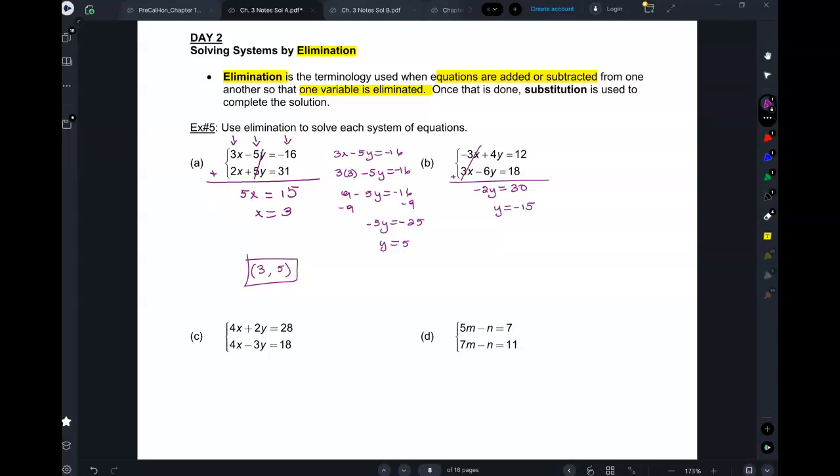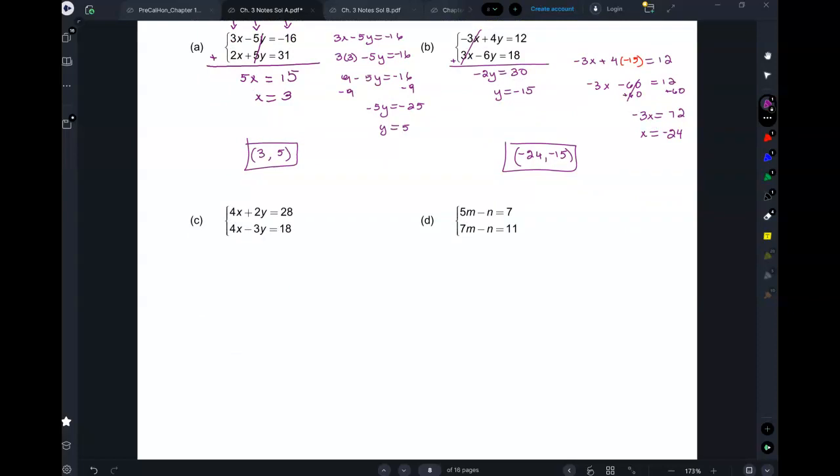Okay, let's plug it into one of the equations. Let's do the first one. Negative 3x plus 4 times negative 15 equals 12. Negative 3x minus 60 equals 12. Add 60 to both sides and go ahead and use your calculator on these. Make sure the calculations are correct. Negative 3x equals 72. X is negative 24. So my answer is negative 24, negative 15.